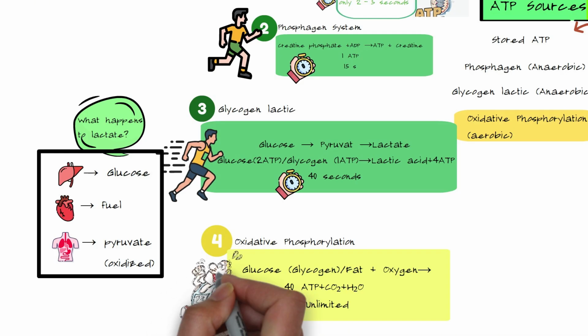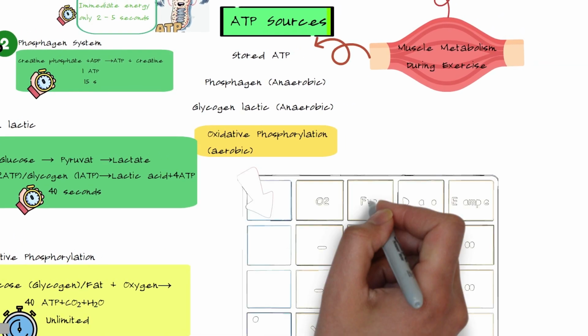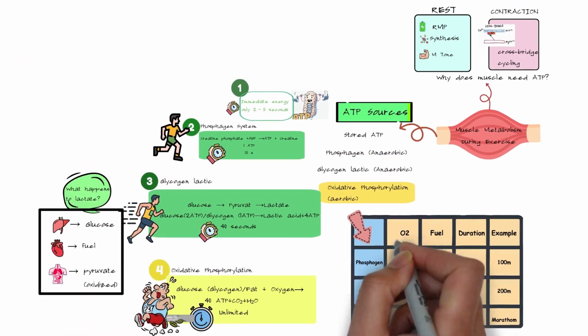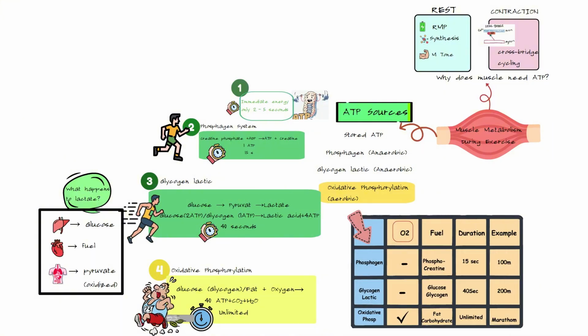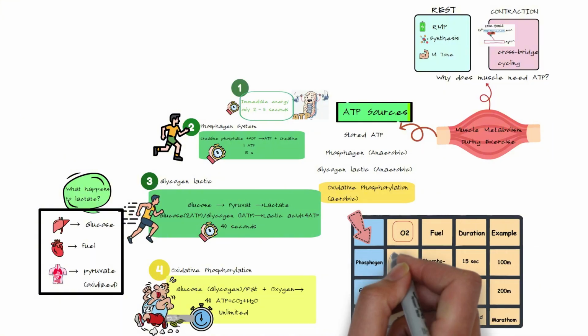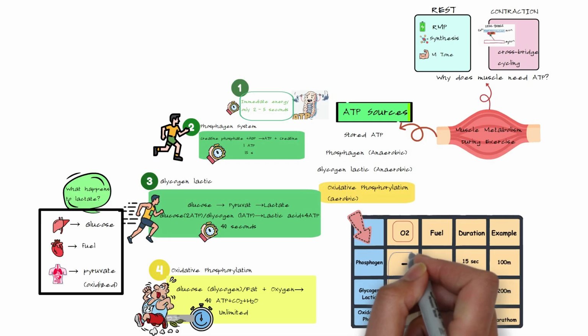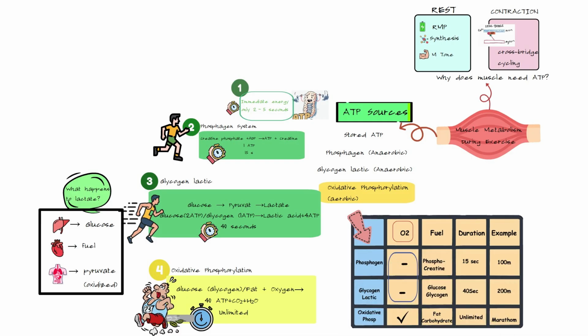Now let's compare the three systems. The main point to compare is oxygen. Oxidative phosphorylation is the only system that needs oxygen. Regarding the fuel, phosphagen depends on phosphocreatine, glycogen lactic needs glucose or glycogen, and oxidative phosphorylation uses fat or carb.